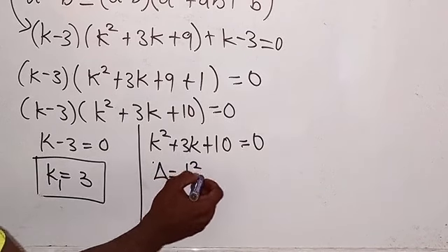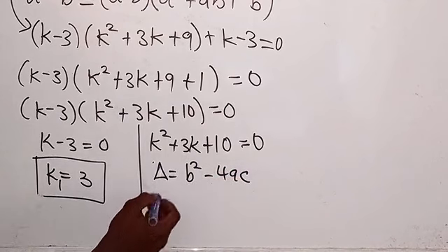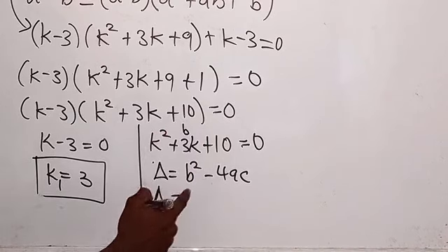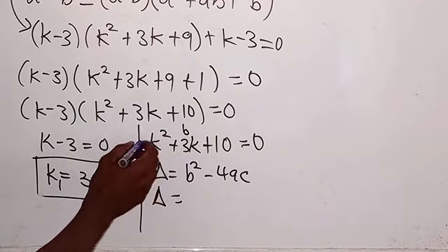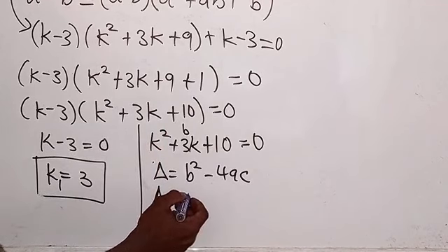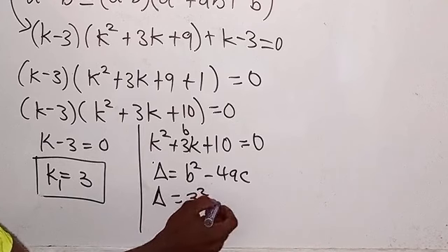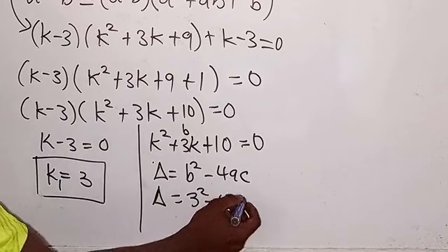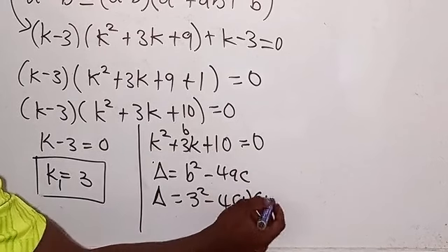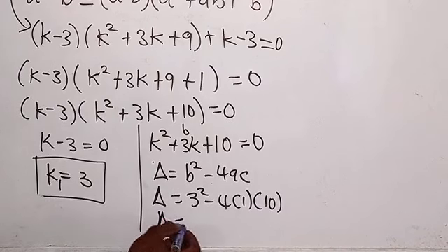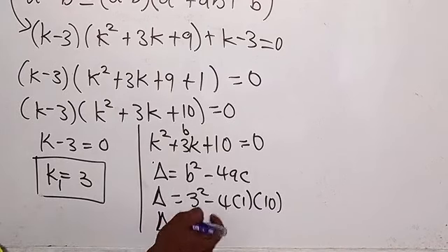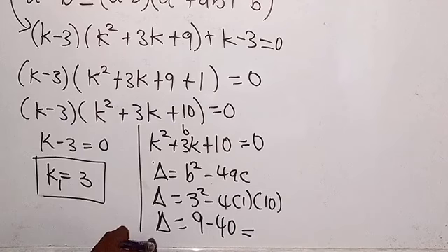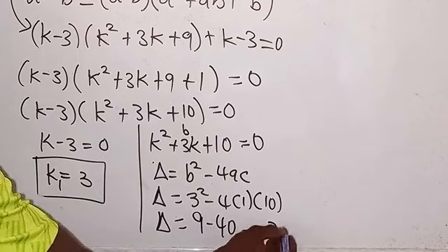The discriminant is b squared minus 4ac. So b is what? This is the b here. The a is the leading coefficient, which is 1. B is 3, squared, minus 4 times a, which is 1, then c is 10. So we're going to have the discriminant to be 9 minus 4 times 10, that is 40. So you can see that our discriminant is going to be minus 31.